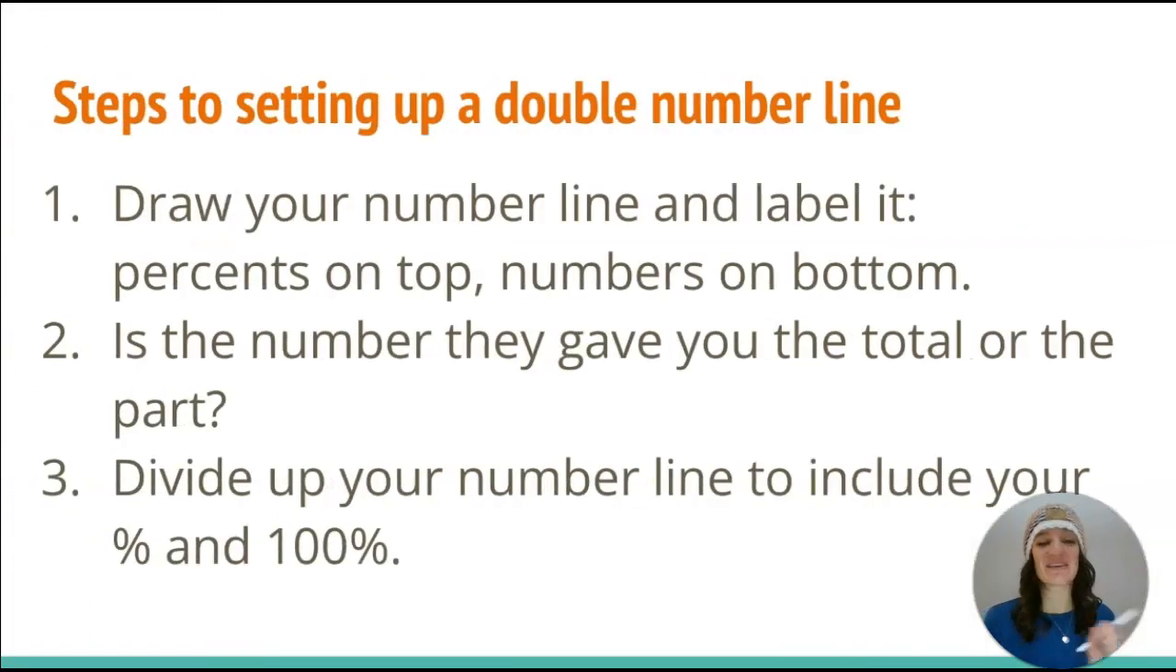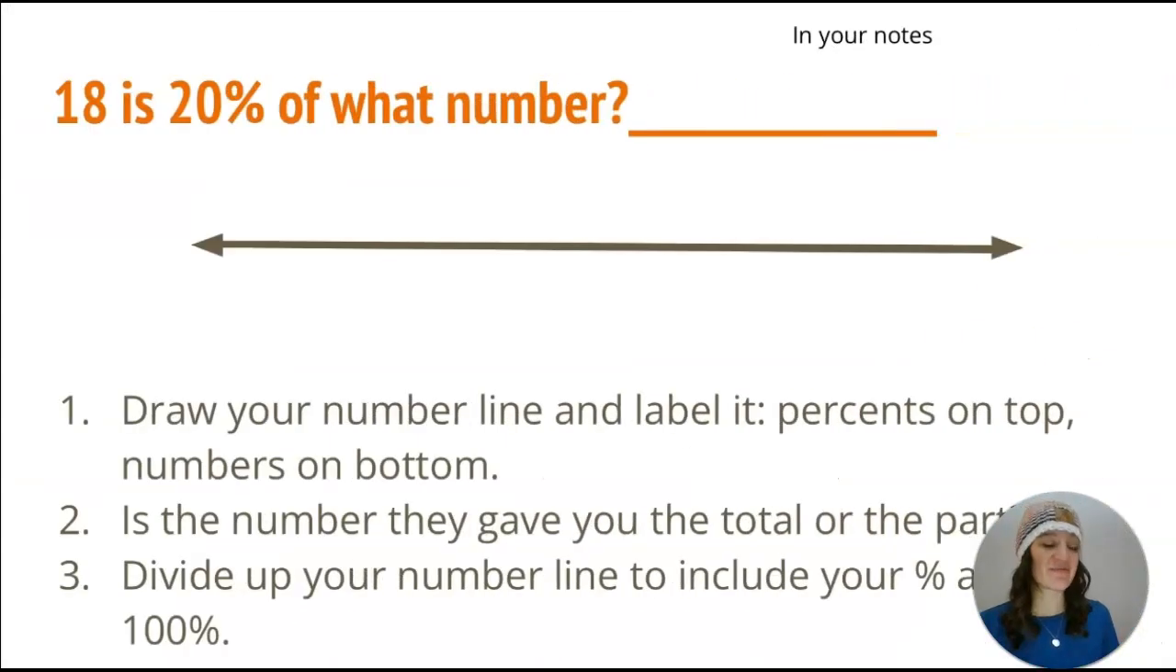Here are the steps to setting up a double number line. So you're going to draw a number line. In your notes, I'm going to have the number line for you, but on your own, you can just draw a line. Hopefully that's not too difficult for you. You're going to put percents on top and numbers on bottom. Here's what I mean by that. You're going to put 0% at the end of the number line. And over here, you're going to put 100%.